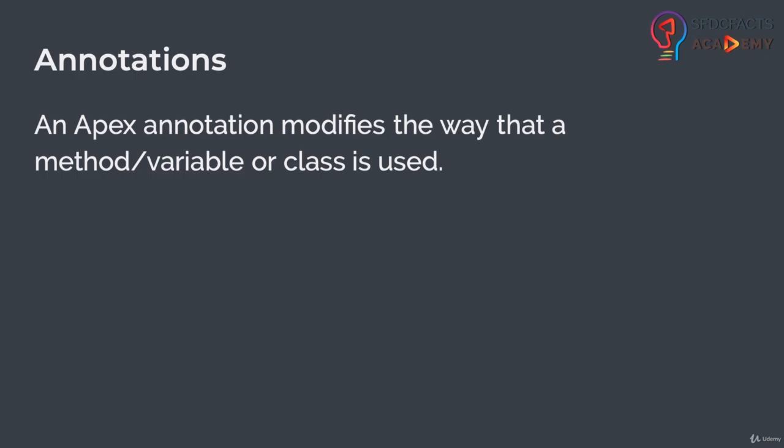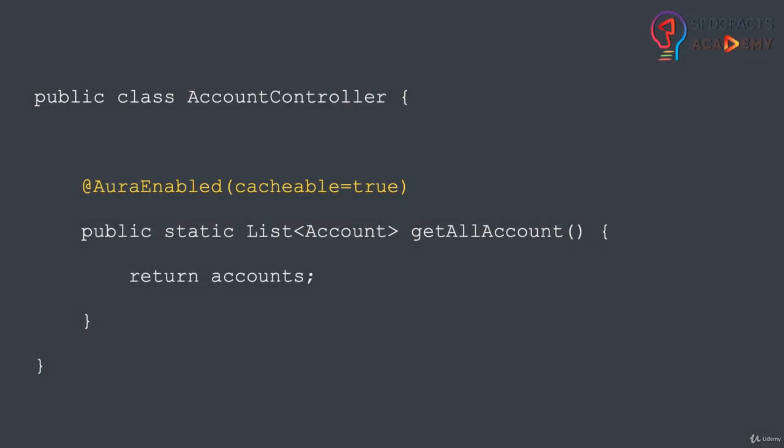Now let's take a look at another example. Here I have a method called getAllAccounts from a class called accountController, and I have annotated this getAllAccounts method with an AuraEnabled annotation. Now what this annotation does is it makes this method available to be used inside Lightning.